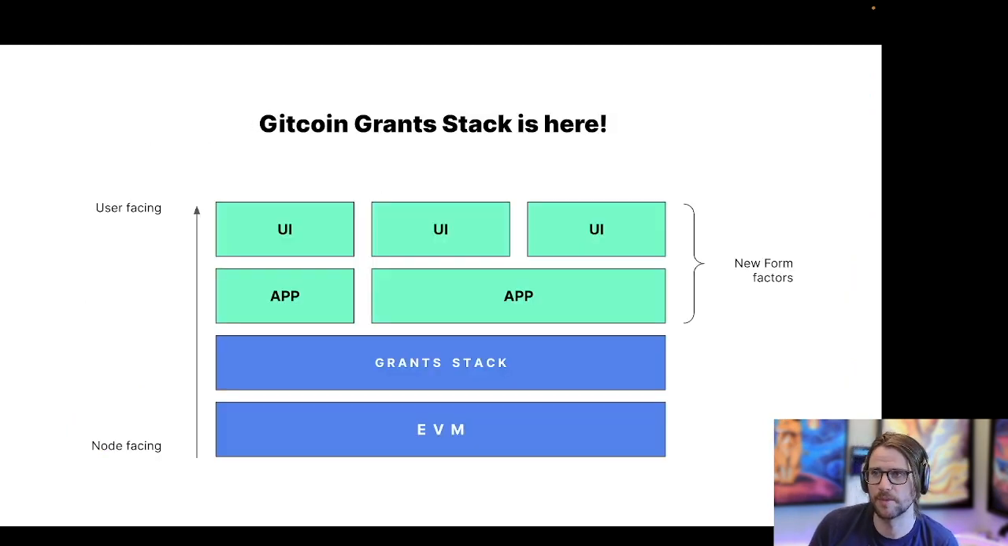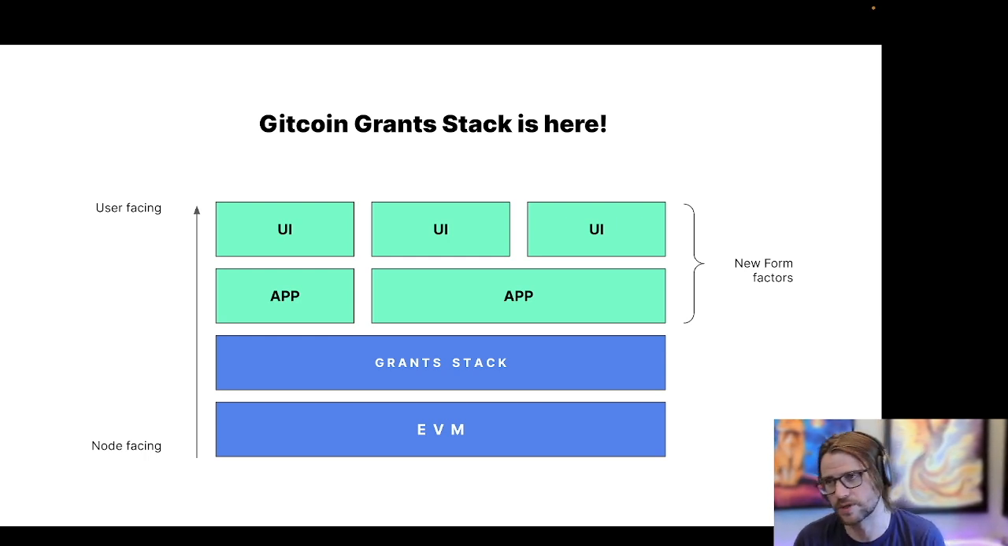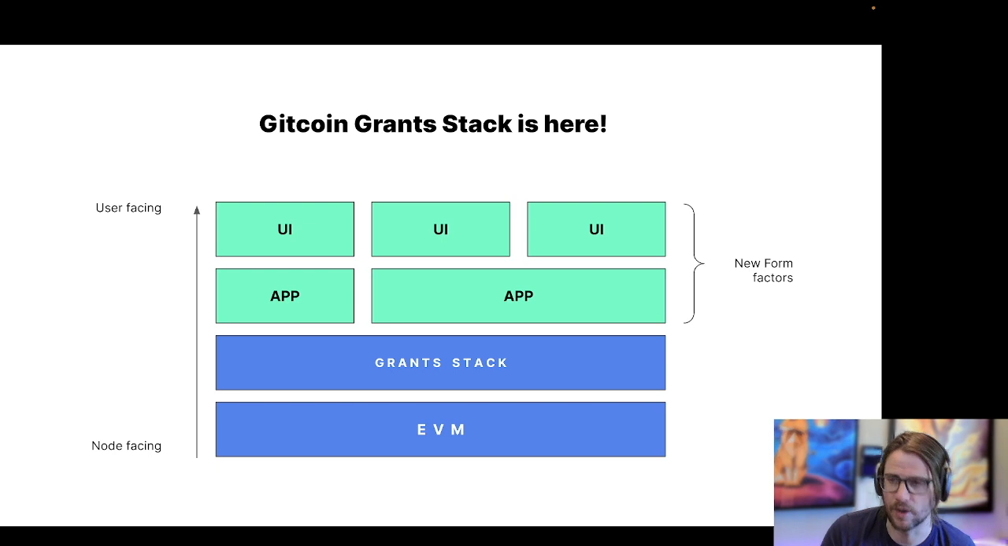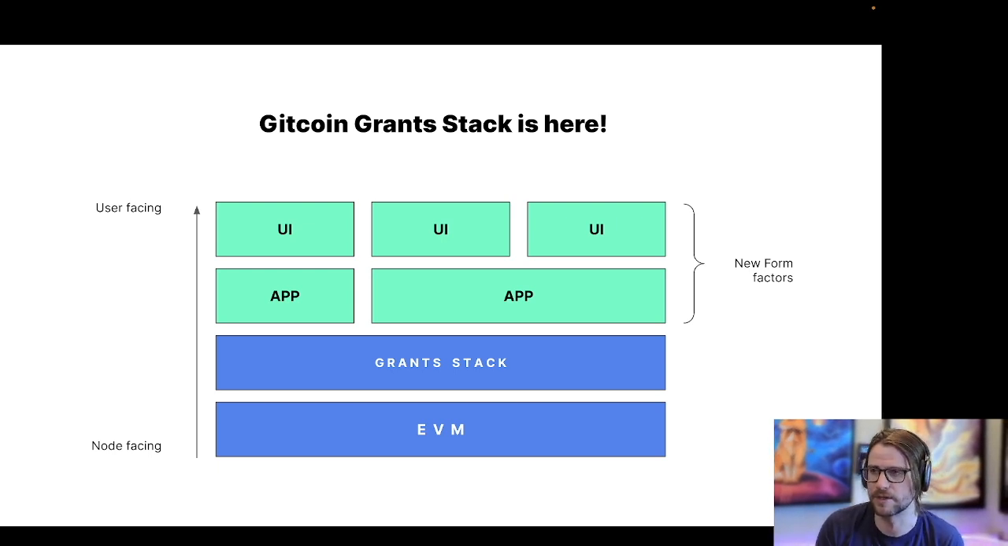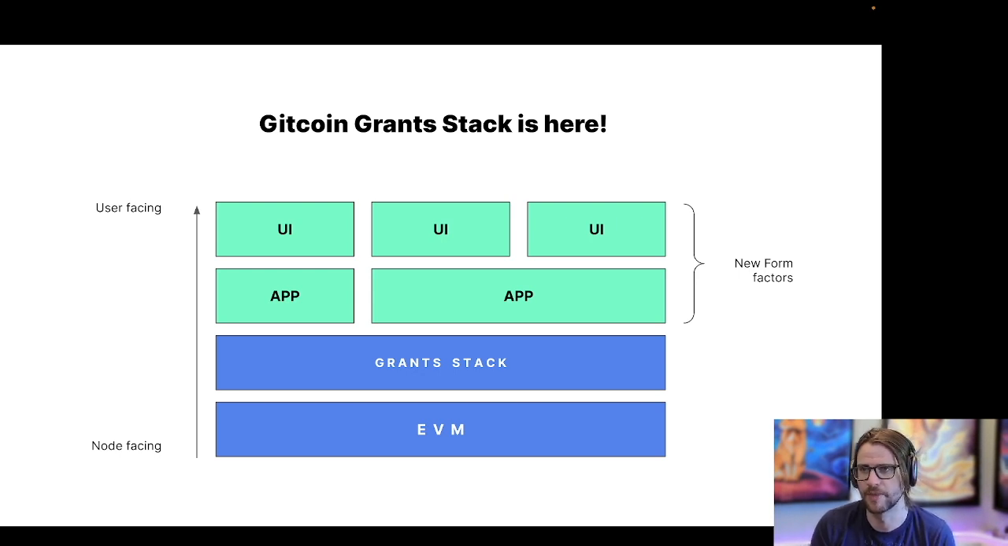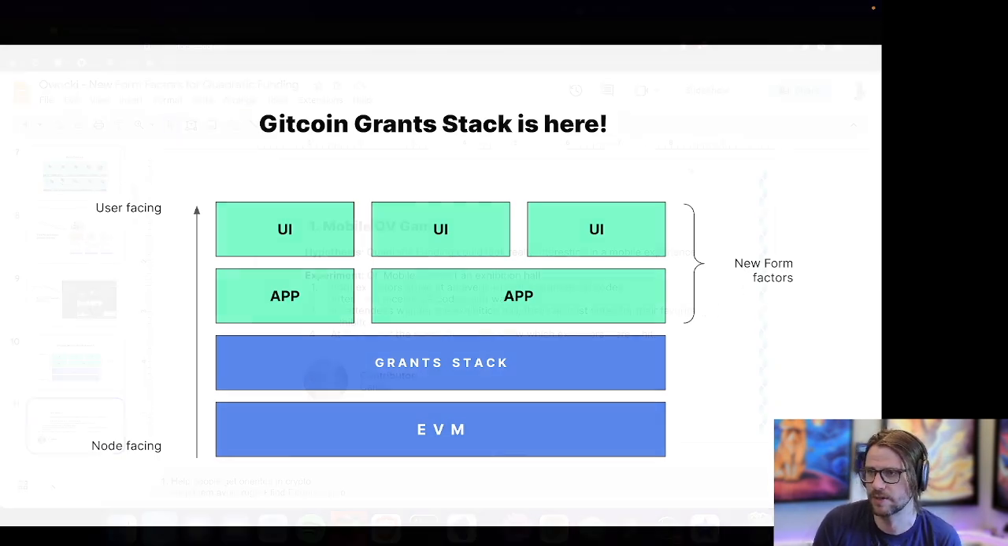And this is all enabled by Gitcoin Grant Stack and Allo Protocol. Now we have Grant Stack, which is a protocol for doing quadratic funding, and Gitcoin Passport, which is a part of Grant Stack and does Sybil resistance, helps with the one human, one vote aspects of quadratic funding. And now we can build new application layers and new UI layers, new form factors for quadratic funding. So without further ado, let's get into the 7 form factors for quadratic funding that we've built.